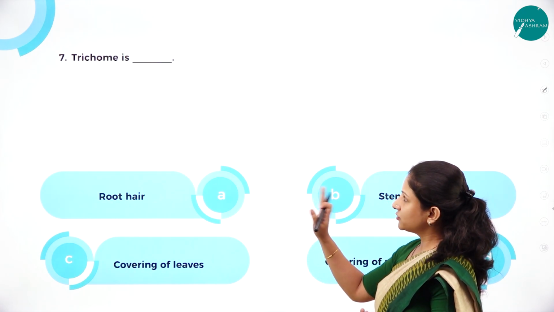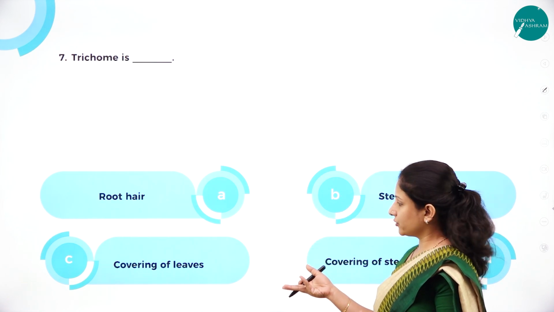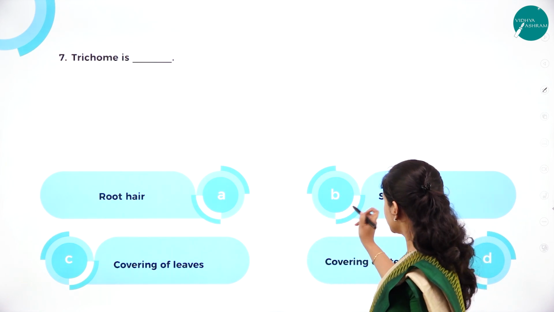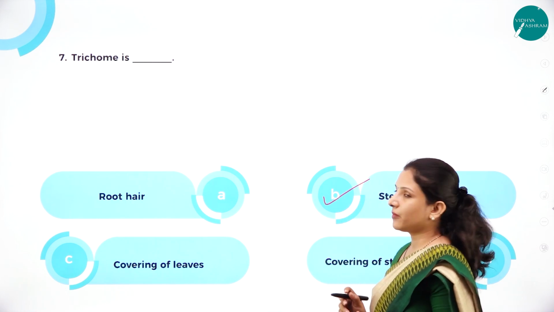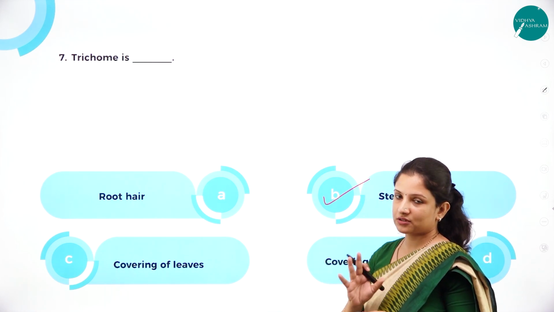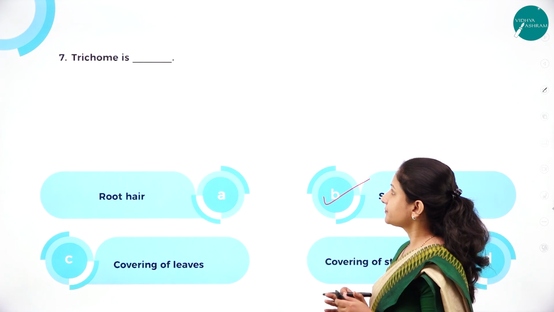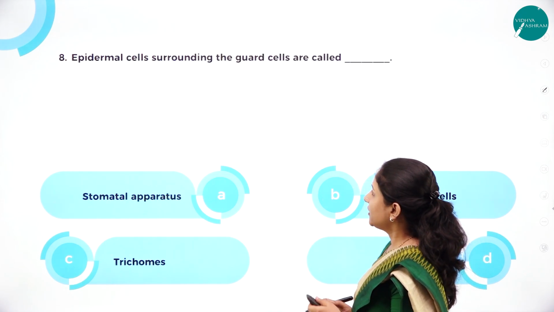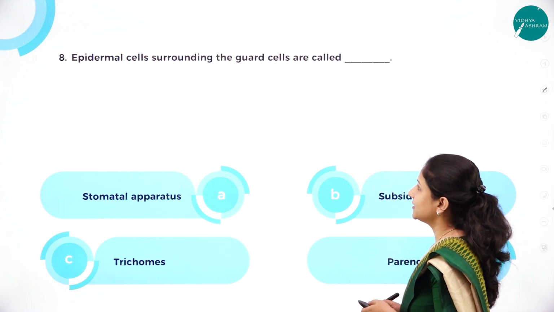Root hair is not called a trichome. It is called root hair itself. Covering of leaves? No. So, the right answer here is stem hair. The hairs that are present on the stem are called trichomes. Next question. Epidermal cells surrounding the guard cells are called.